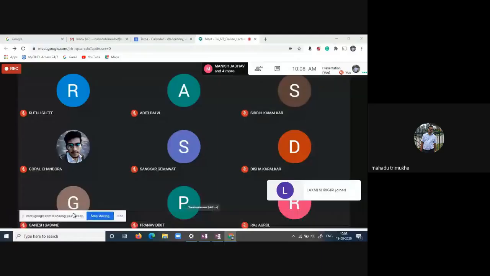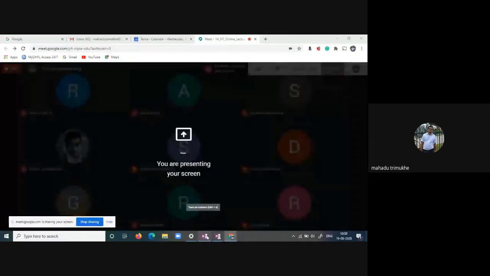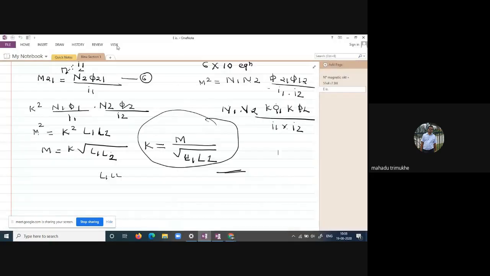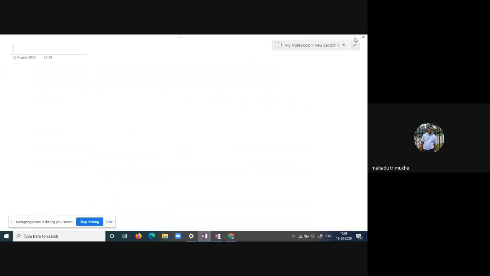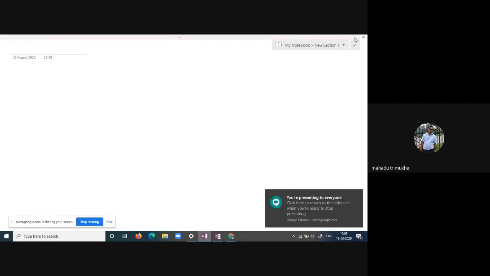So now we'll move on to examples based on magnetic circuits. The first example we will take is based on the coefficient of coupling, that is K. I'll present the screen and we'll see our example. So now we'll take example number one.